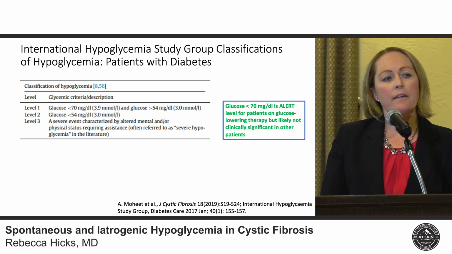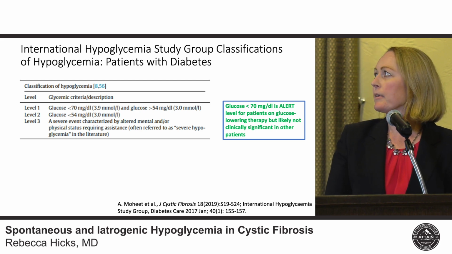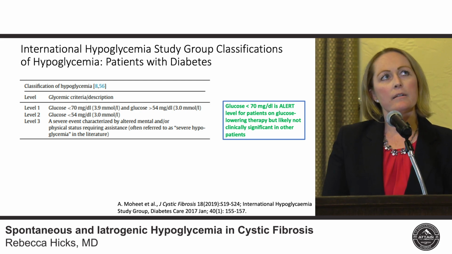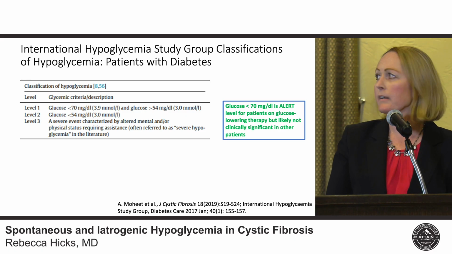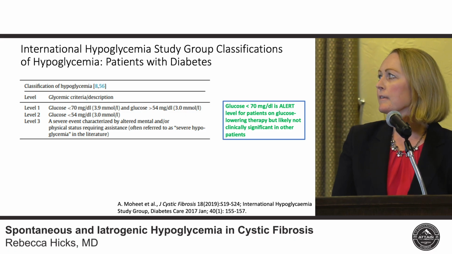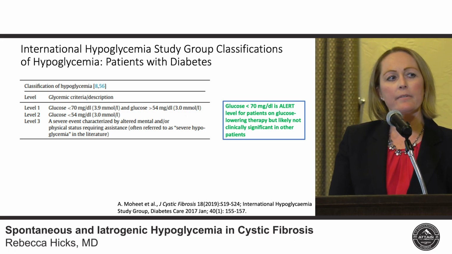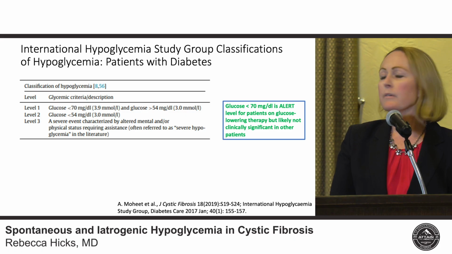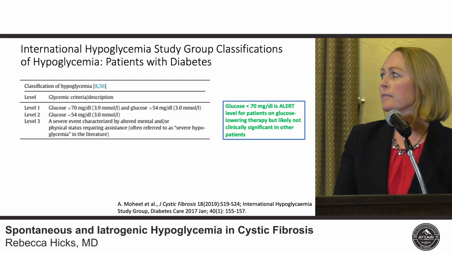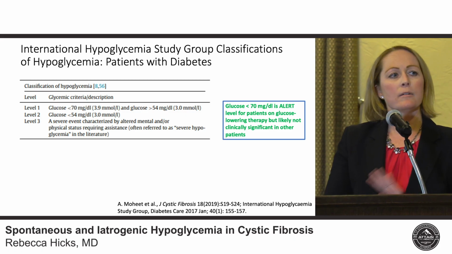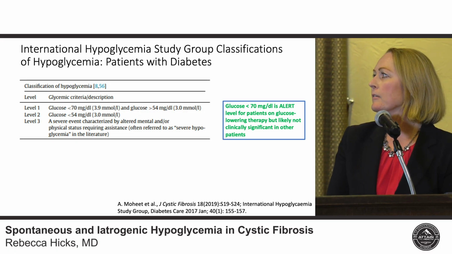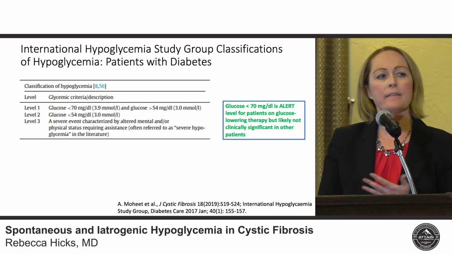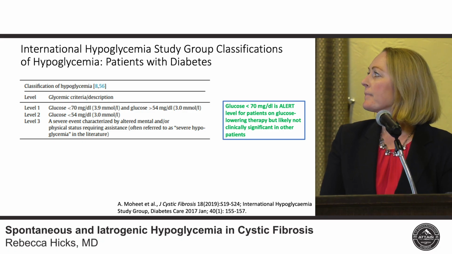For patients that have diabetes, the International Hypoglycemia Study Group came up with classifications for levels of hypoglycemia that the American Diabetes Association also recognizes. Level 1 is a glucose less than 70, but above 54. Level 2 is a glucose level under 54, and then level 3, no matter what the glucose level is, if there's a severe event that's characterized by altered mental status or needing assistance for recovery.